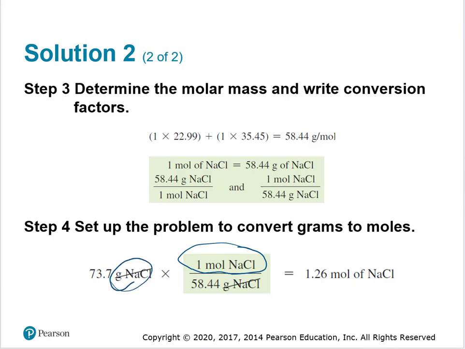And what have I got? Well, like we said, we started with 73.7 grams. I've got to have my grams on the bottom. Those will cancel. So 73.7 times 1 divided by 58.44. We started with 3 sig figs, we're going to end with 3 sig figs. Make sure that you label your units. That would be moles of sodium chloride.